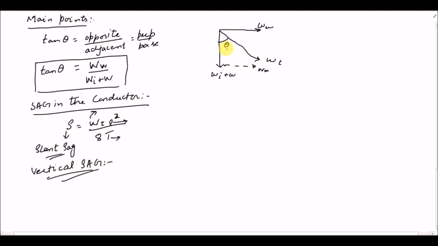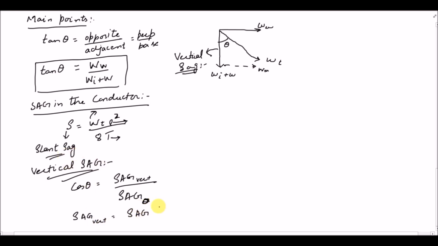So this is your right triangle, right? So if I have to find this vertical sag, cos theta is equal to sag vertical over the sag that is at an angle theta, right? So if you have to find the vertical sag, that is just the multiplication of the slant sag into cos theta.